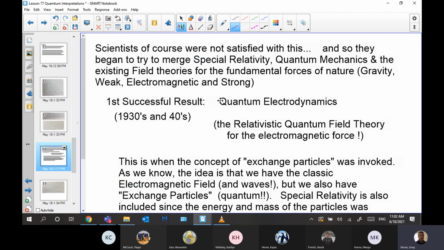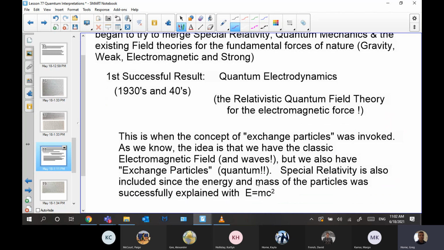Okay, so this is just a summary of that. The quantum electrodynamics, the three different realms combined.